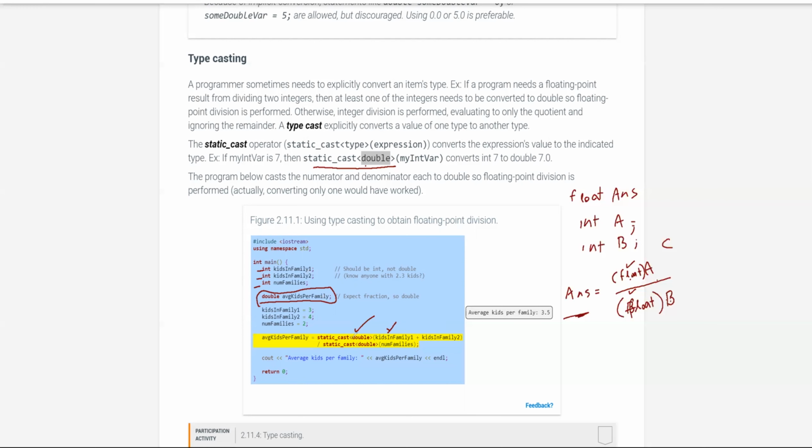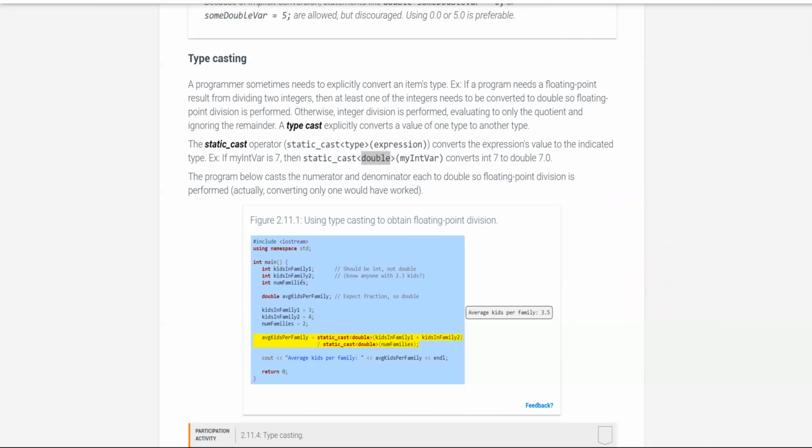So this is typecasting, which means I want to get the double answer, not the integer value. So in that case, you can always use that. This is a good practical one. Kids in a family is never going to be a float number. It's not going to be 2.5. Kids, the people, right? Then it's always an integer value.